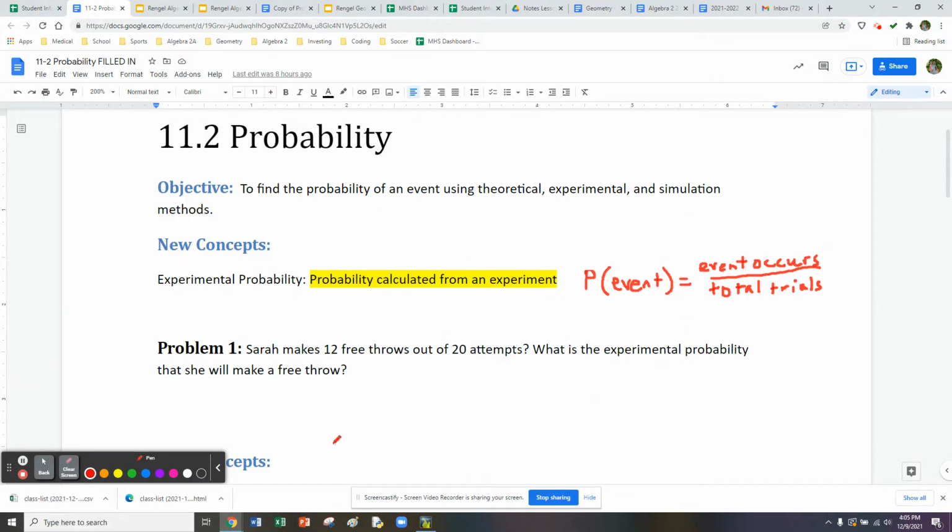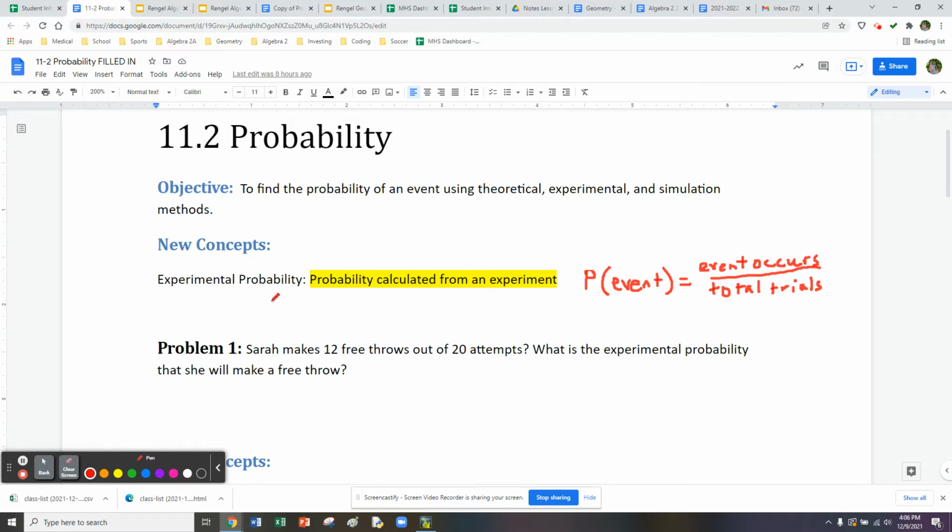Hello, Algebra 2, and welcome to section 11.2, where we're going to start to talk about probabilities. So today our learning target is to find probabilities in the theoretical realm, experimental probabilities, and talk about simulation methods.